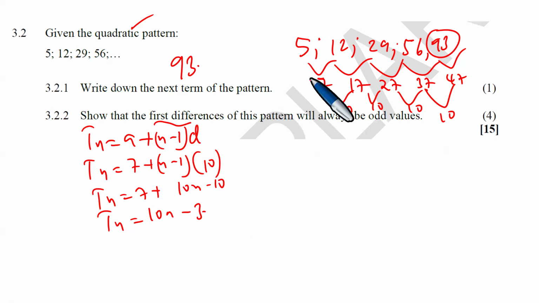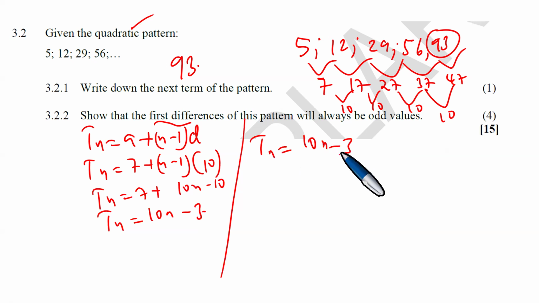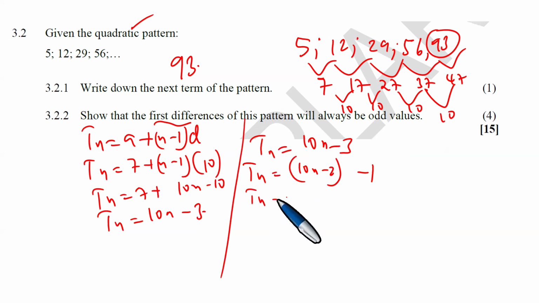It's a minus 3. So we must show that this one is odd, actually. So now we need to show, therefore, that the first difference of this pattern will always be odd values. Let's show that this number is an odd number. We play around with it. 10n minus 3 is the formula we got. Tn, therefore, is 10n minus 2 minus 1. Minus 2 minus 1 is minus 3. It's a tricky question, but you need to reason logically here.